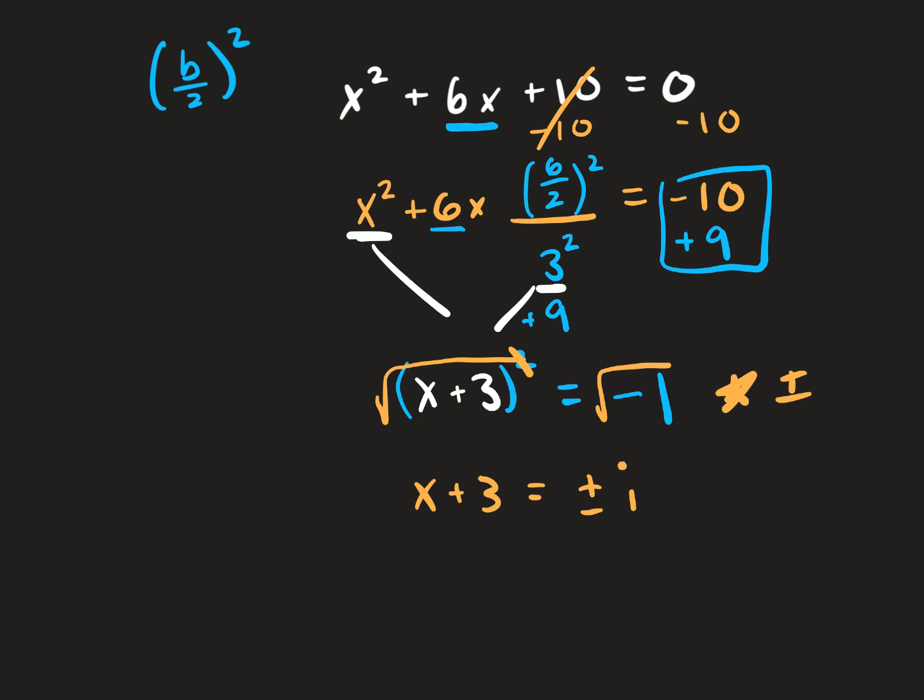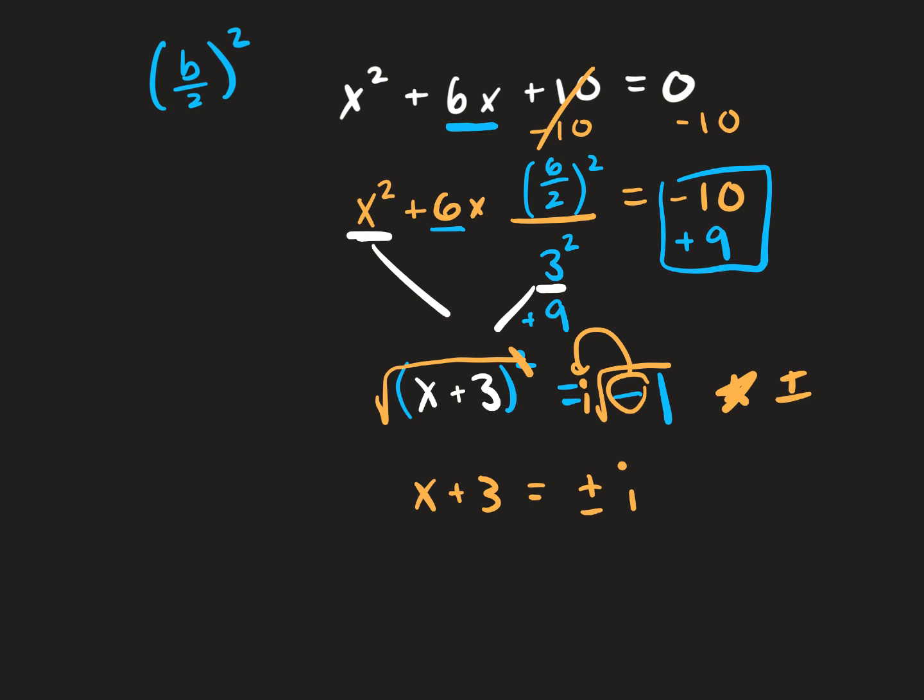Always simplify your square root if it can be simplified. So here we could take out the negative, make it an i, and the square root of 1 is just 1. So it would be 1i, but we know that we don't write the 1 in front of the i, so it's just plus or minus i.